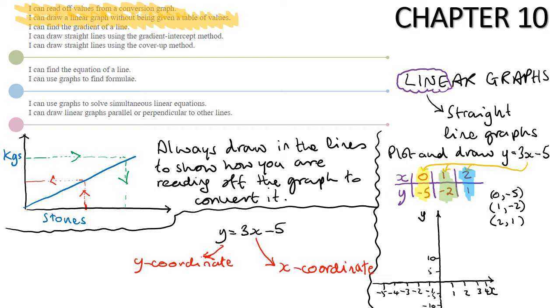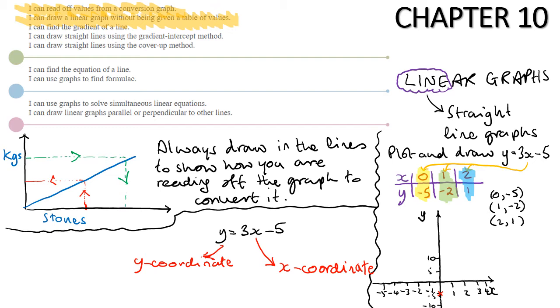So the first point is x is -5, y is 0. So remember, you go along the corridor, up the stairs or down the stairs. So this is -5, 0. Remember, the first number is across, the second number is up or down.